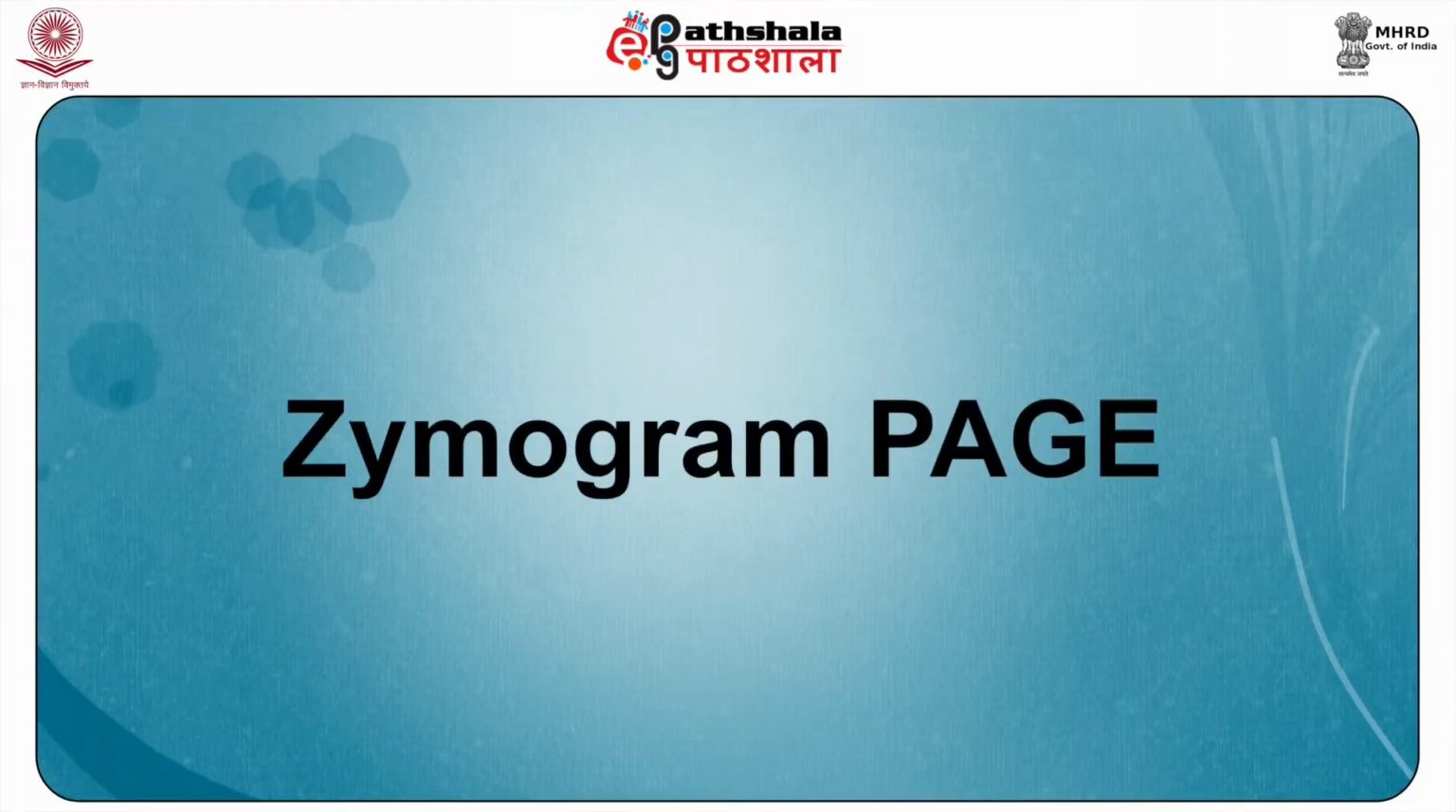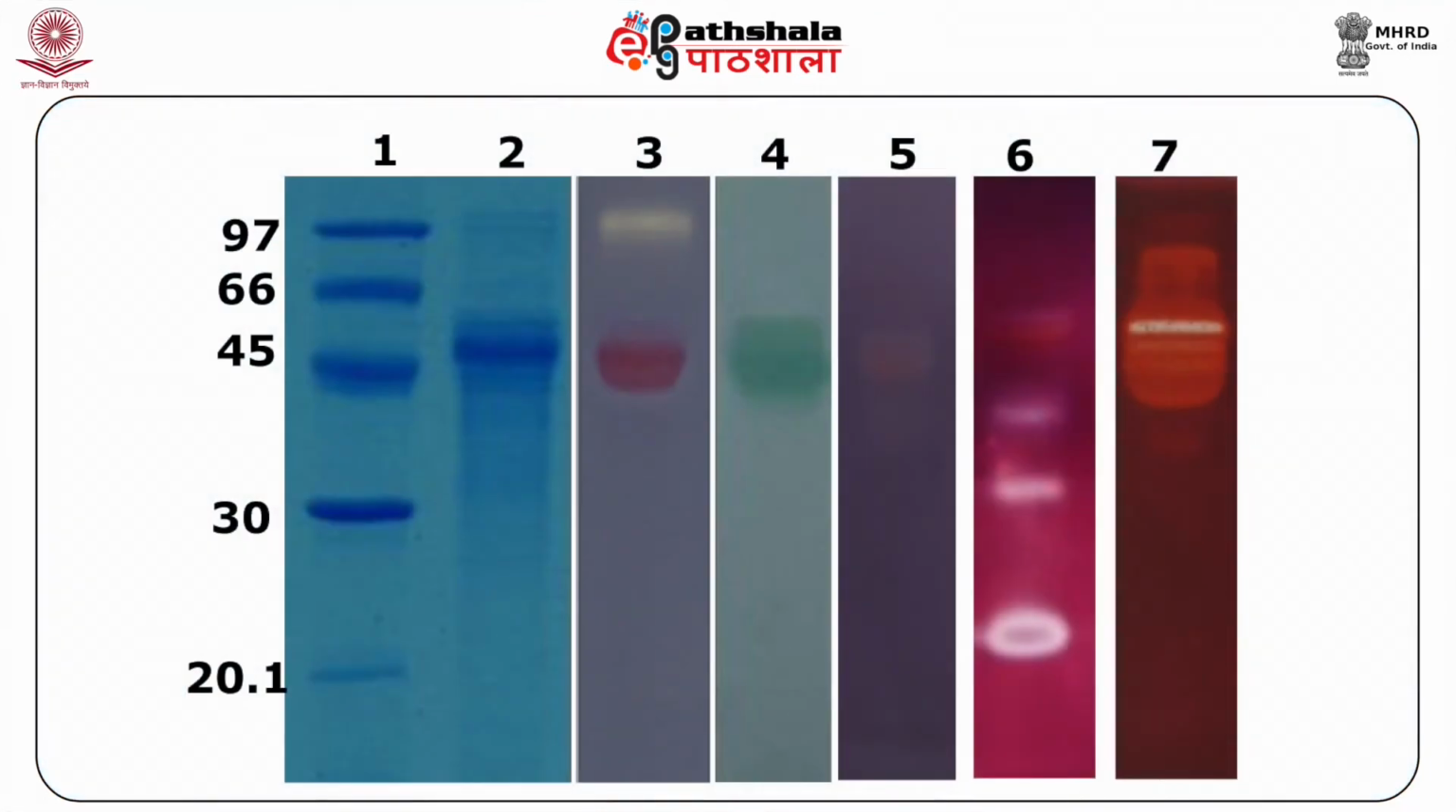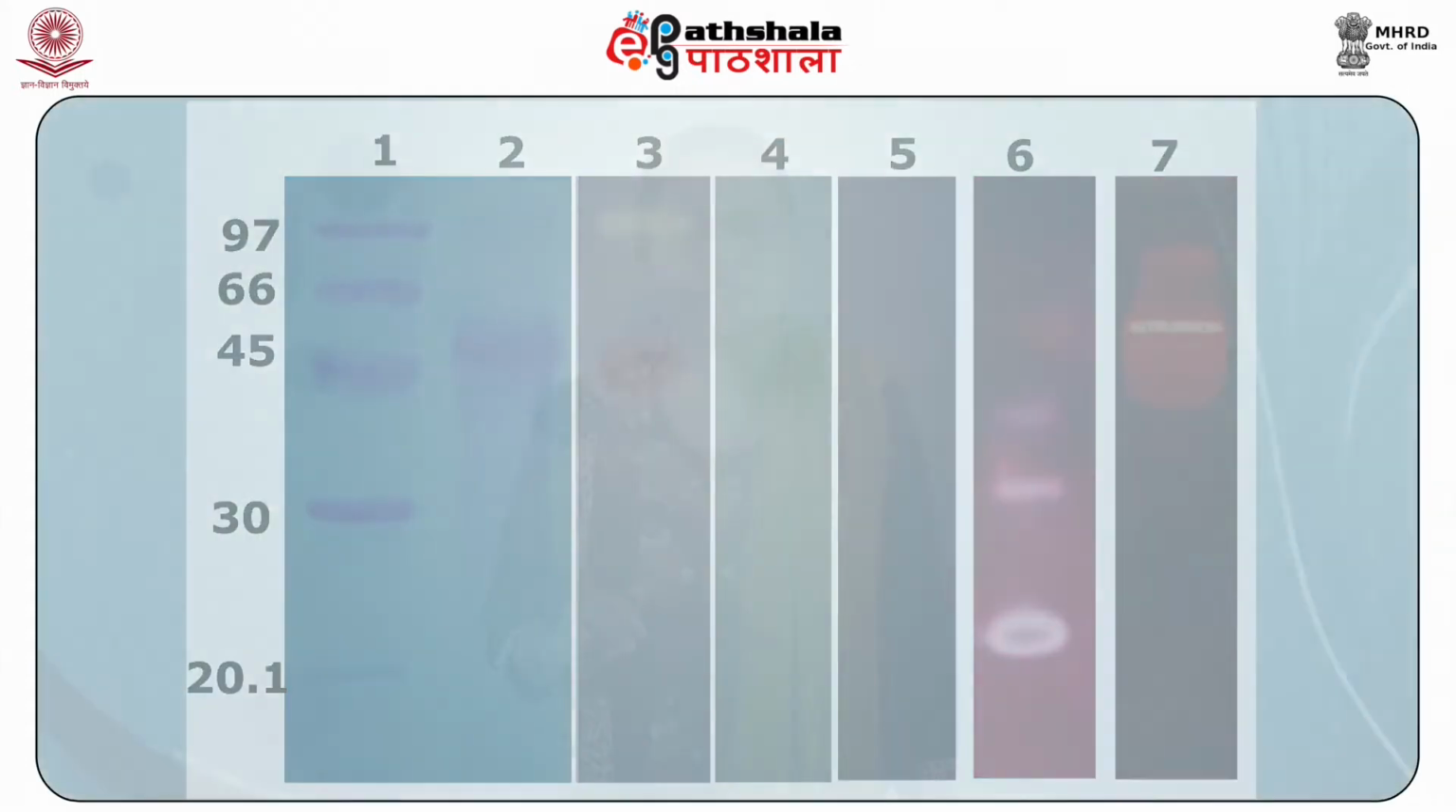Zymogram PAGE. Detection and characterization of collagenases and other proteases within the gel is done using this method. Casting of gel is done using gelatin or casein. This acts as substrate for the enzymes that are separated under non-reducing condition in the gel. For separation according to molecular weight to take place, proteins are run with denaturing SDS.